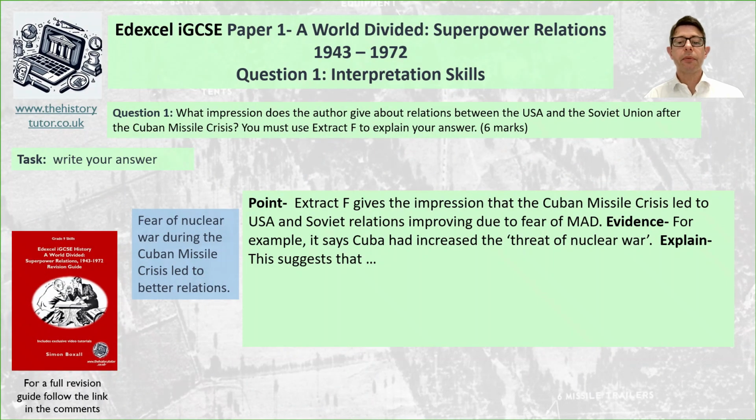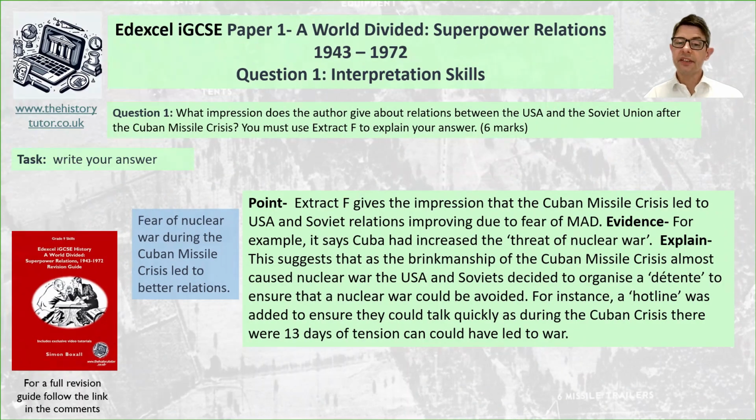Okay, so I've said, for example, it says Cuba had increased the threat of war. That's it. One simple sentence that is backing up that idea. Now let's explain. This suggests that the brinkmanship of the Cuban Missile Crisis almost caused nuclear war, and then try and explain your idea. So you could say this suggests that, and then try and develop the message a bit more and explain about how maybe it's leading to MAD and nuclear war. Okay, pause me now and see if you can add a couple of sentences to explain the message.